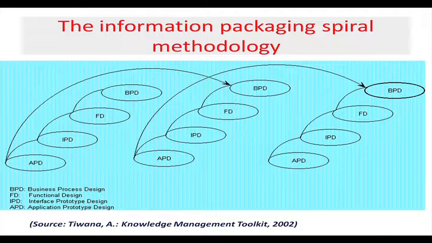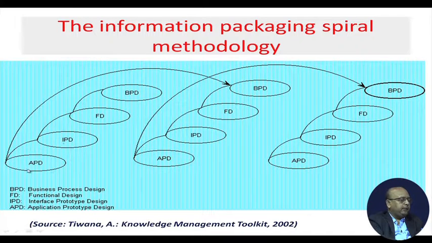Now see what happens, how we are going to package this. This is a spiral methodology that you are going to use one by one. Starting with, say, business process design, then functional design, then interface prototype, then you have application prototype. So see how they are related with each other.